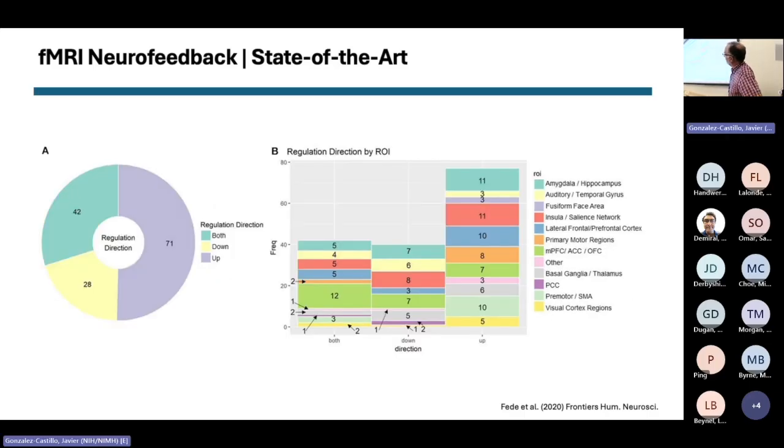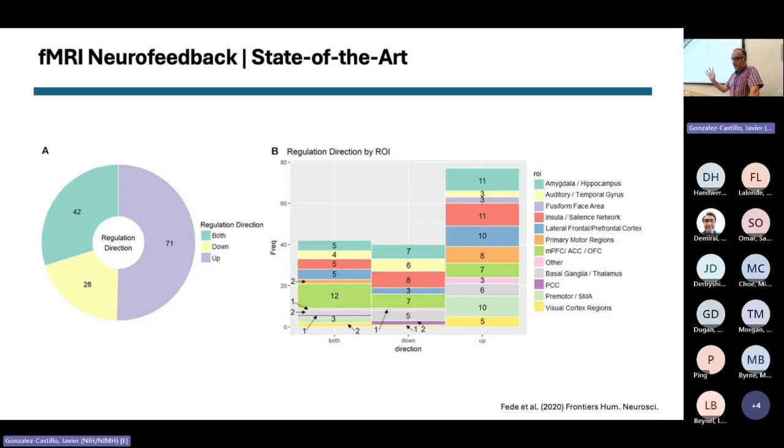In terms of what to do, because we're talking about volitional control, you can increase the level of activity, or you can decrease it, or you can try both on and off. The same with the similarity towards a pattern. You can try to train them on increasing that similarity or on decreasing it. And here is the breakdown for each of the three approaches across the different types of ROIs. And again, everything has been used, give or take.